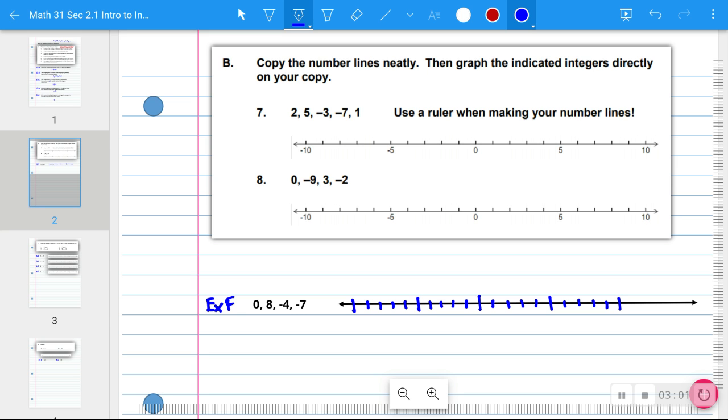Okay, don't worry if your scale is a little different, but the line goes on there with negative 10 on the left, negative 5 comes next, 0, 5, and 10. And then we're supposed to graph 0 first, so you put a dot on the line, nowhere else. And then you put a dot at 8, label it. Label the negative 4, and finally label the negative 7.